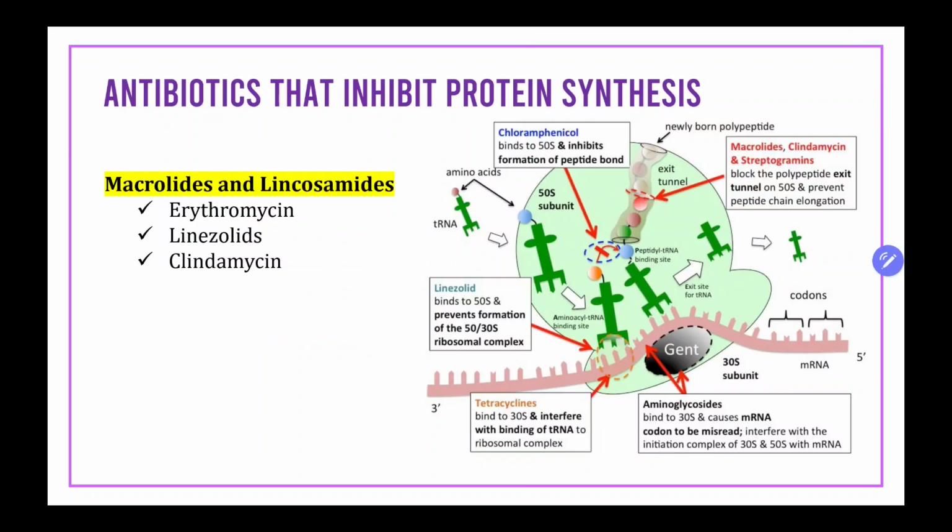Next, we have your macrolides and lincosamides. Its mode of activity is it inhibits protein synthesis by binding to the 50S ribosomal subunit, inhibiting the transfer RNA. Antibiotics under this classification are the following.